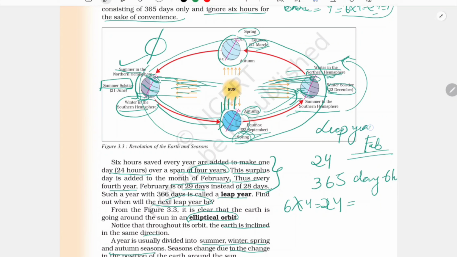I hope all these concepts are clear to you now, including the summer solstice. And see, the seasons are always opposite. When the northern hemisphere is experiencing summer season, the southern hemisphere will be experiencing winter season. And when the northern hemisphere is experiencing winter season, the southern hemisphere will be experiencing summer season. And when the northern hemisphere is experiencing spring season, the southern will be experiencing autumn season, and the same thing happens in reverse. The seasons will always be reversed.